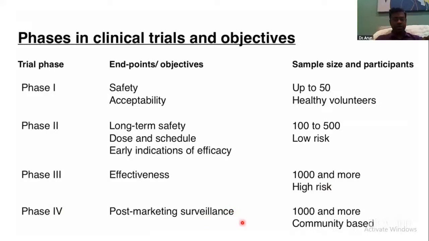surveillance, here you will get here you will get information from the community based.